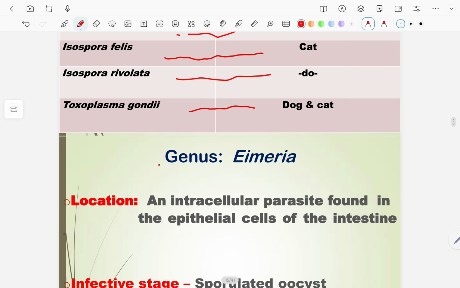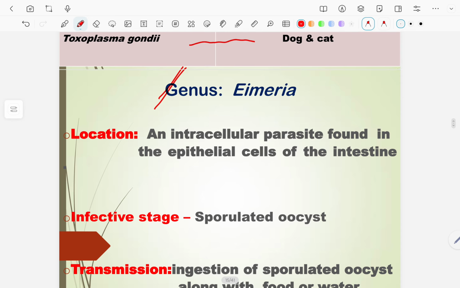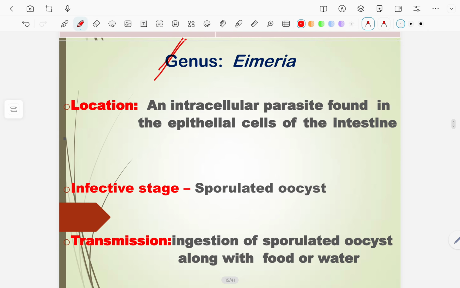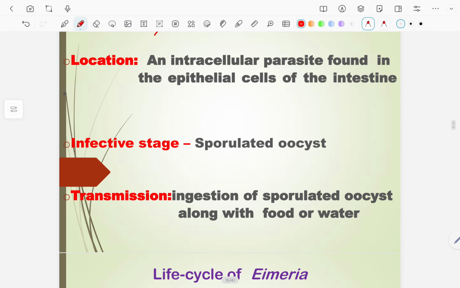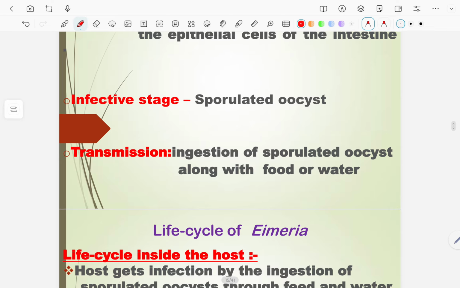Genus Eimeria, location: an intracellular parasite found in the epithelial cell of the intestine. Infective stage: sporulated oocyst. Transmission: ingestion of sporulated oocyst along with food or water.